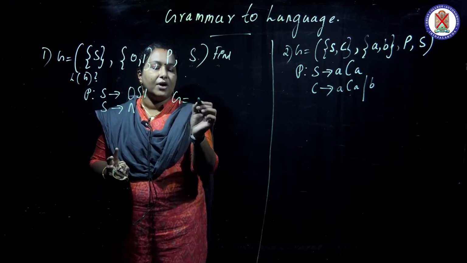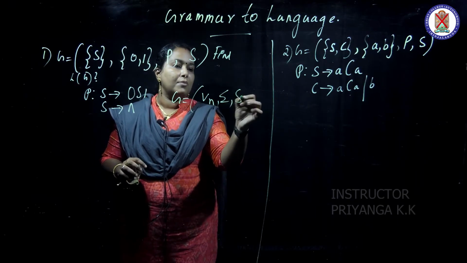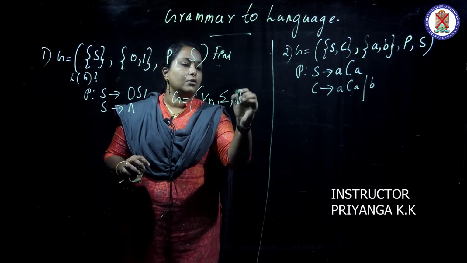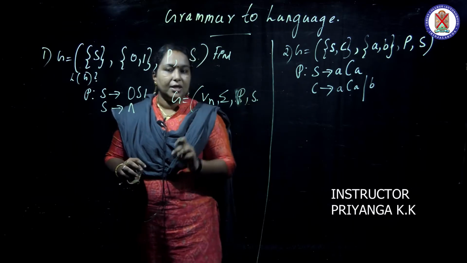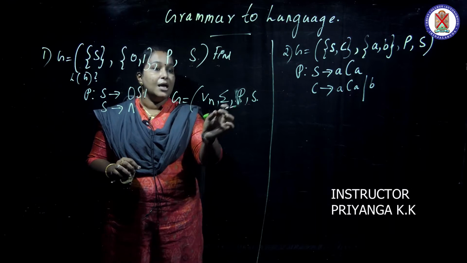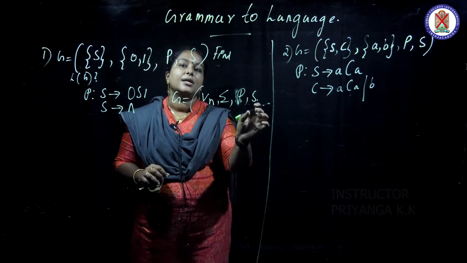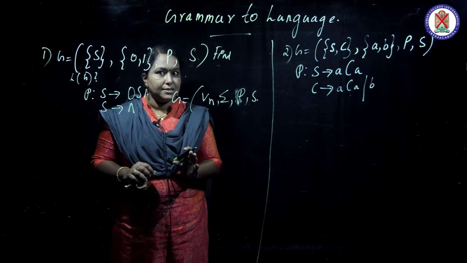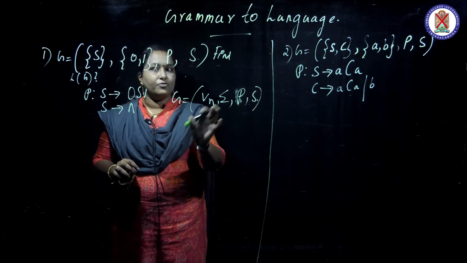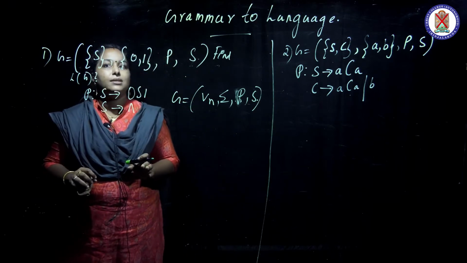Grammar can be defined as the tuple Vn, sigma, P, S. What do you mean by Vn? Vn, as we have already studied in strings, is called the variables. Sigma means your alphabet, P means the production, and S means the starting symbol. That is the tuple of the grammar. We can go through them one by one when you see the examples.